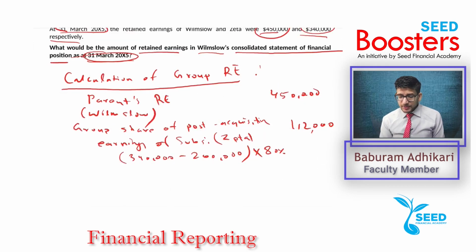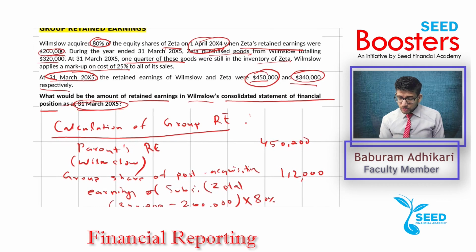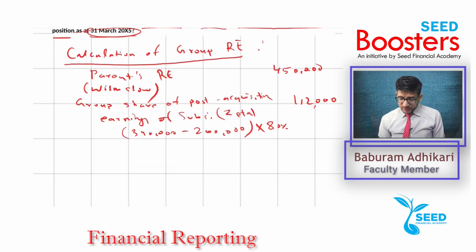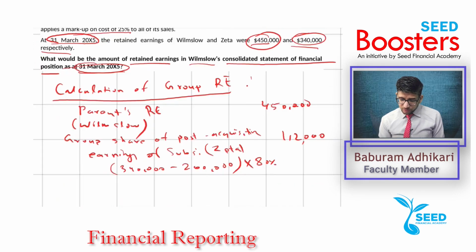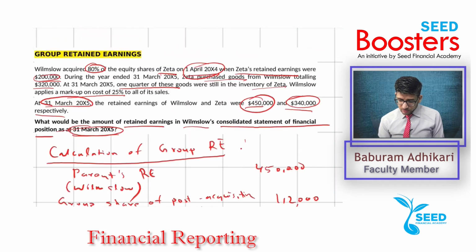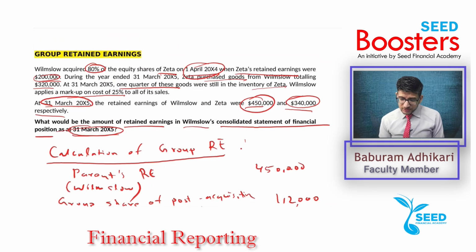Now the third adjustment we need to do here is to calculate the provision for unrealized profit from the sale to the subsidiary.